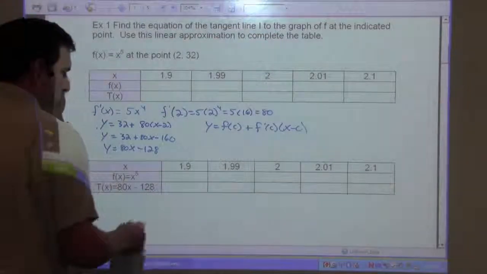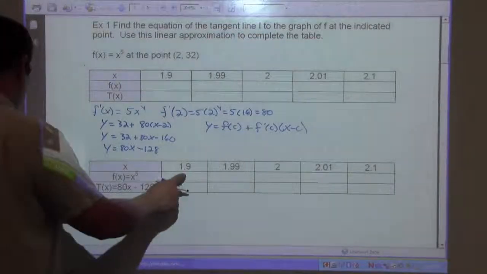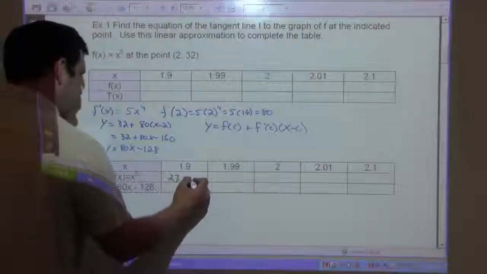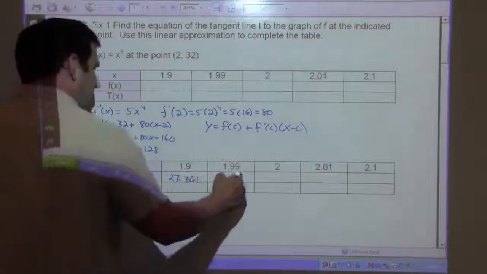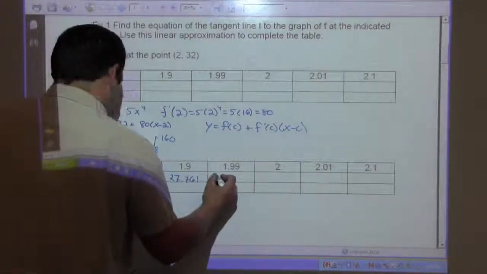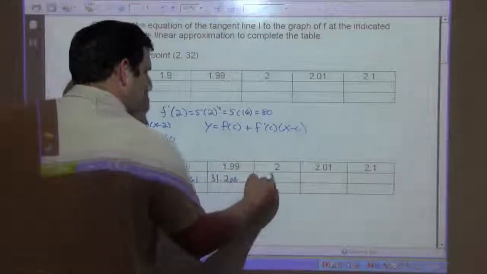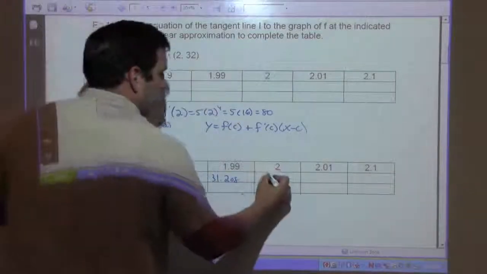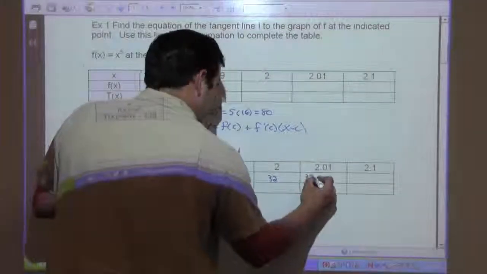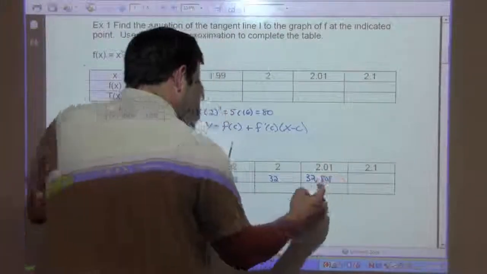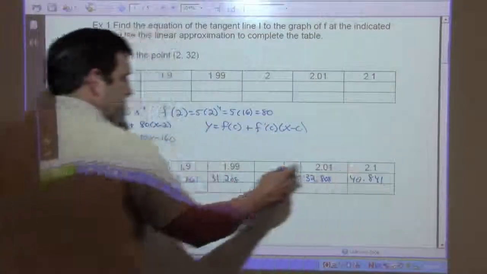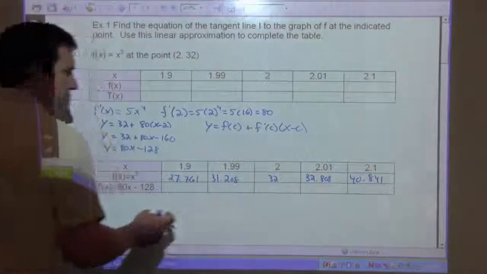So we'll fill in this table. 1.9 to the fifth power is 27.761. 1.99 to the fifth power is going to be 31.208. 2 to the fifth power we know is 32. 2.01 to the fifth power is 32.808. And 2.1 would be 40.841. So this row here represents the actual values.